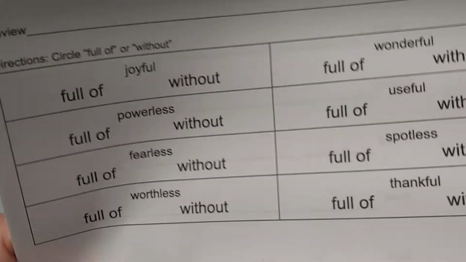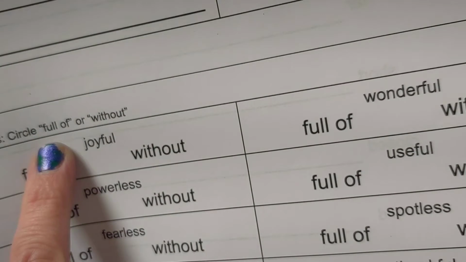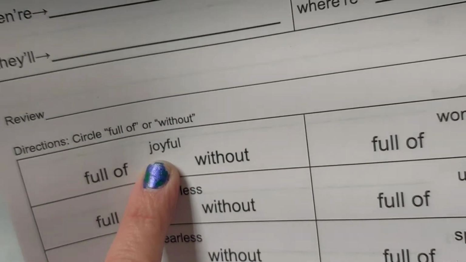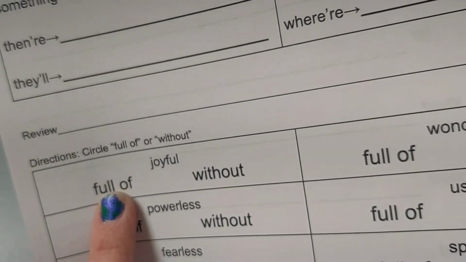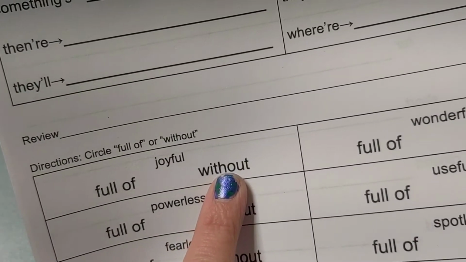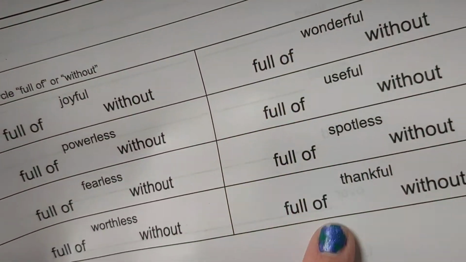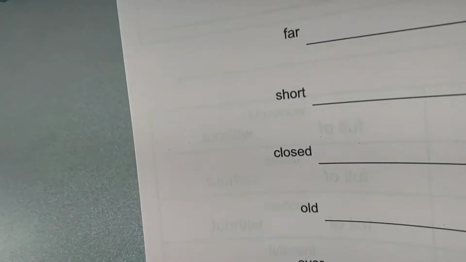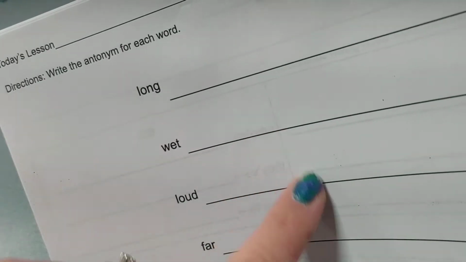Then down here, this is a review from the last lesson, so it says circle full of or without. So you see the word joyful. Does joyful mean full of or without? So you circle either full of or without, and you do the same thing for the rest of these words. On the back, it says write the antonym for each word. So we have these words here. Next to them, you write the antonym.